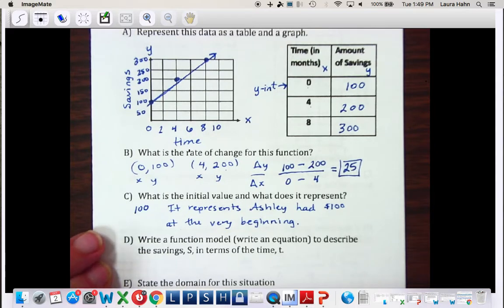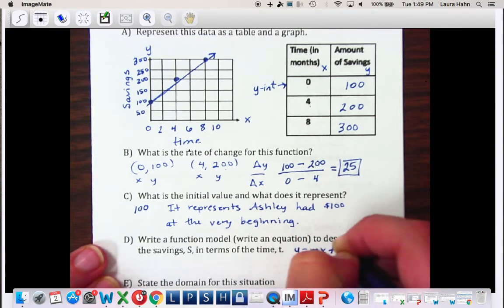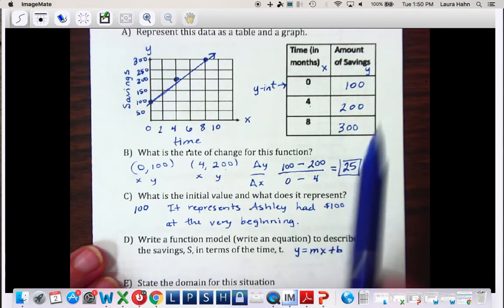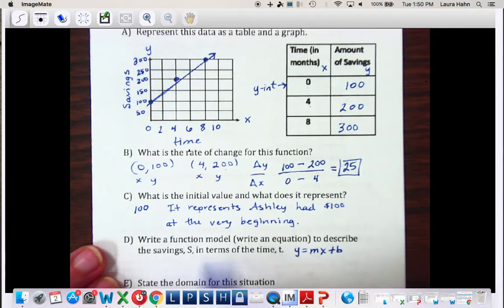Okay, it wants me to write an equation. Well, I know the equation is y equals mx plus b, but it's not wanting me to use a y and x this time. It tells me to write a function model, aka write an equation to describe the savings s in terms of time t. Well, typically we use y, but I know y is talking about savings, so instead I want to use the letter s.